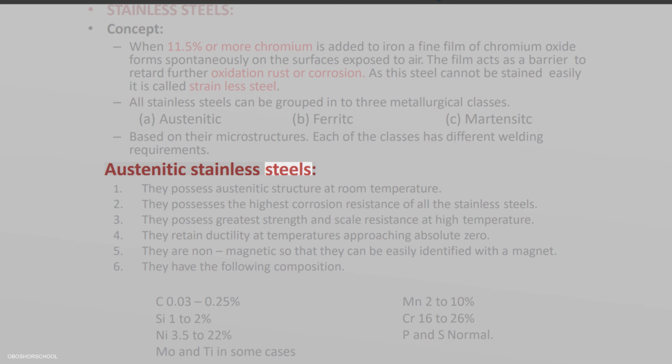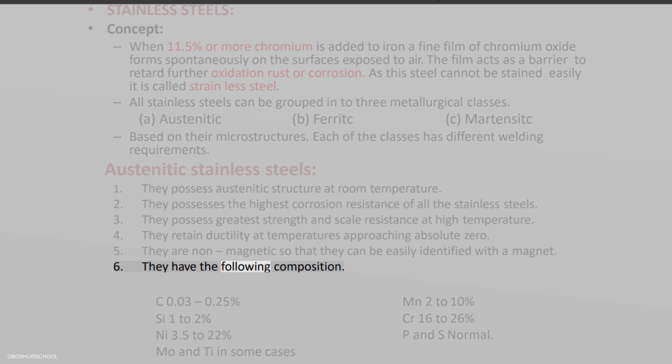Austenitic stainless steels. 1. They possess austenitic structure at room temperature. 2. They possess the highest corrosion resistance of all the stainless steels. 3. They possess greatest strength and scale resistance at high temperature. 4. They retain ductility at temperatures approaching absolute zero. 5. They are non-magnetic so that they can be easily identified with a magnet.